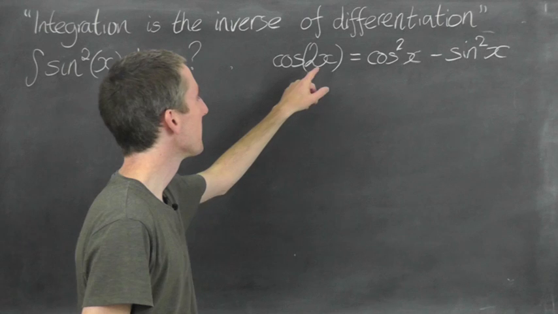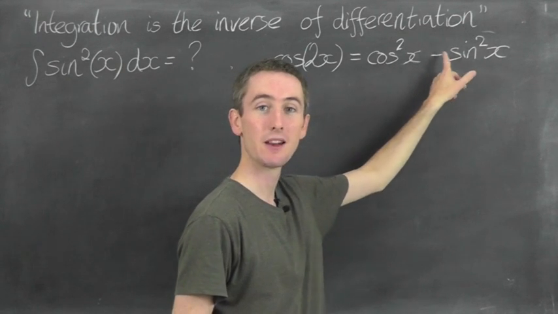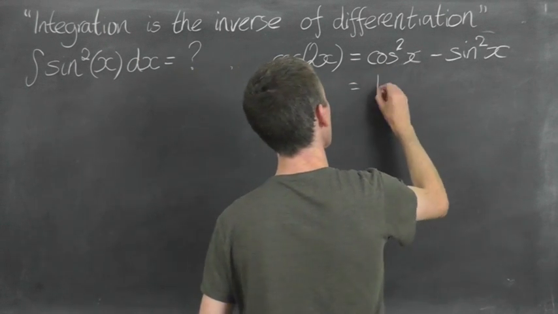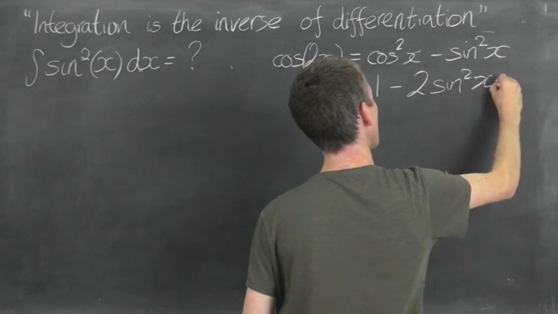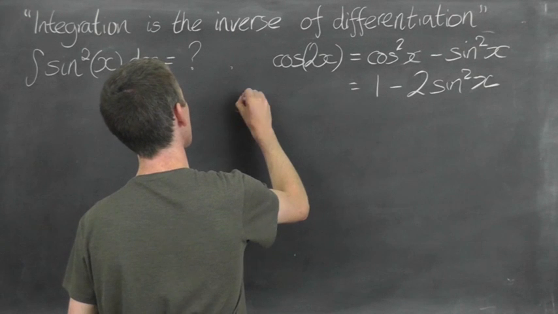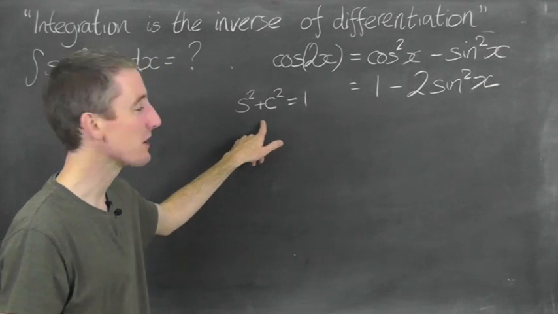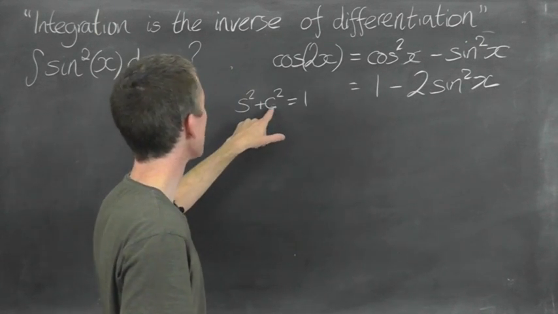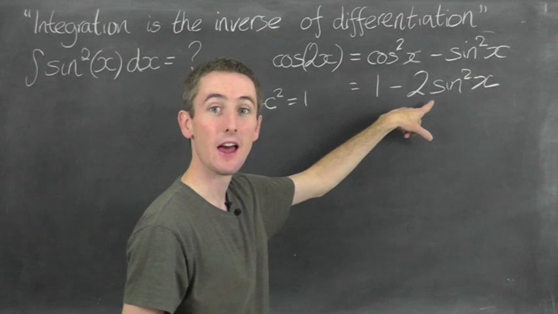You might not recall, but the double angle formula for cosine of 2x is cos squared x minus sine squared x. Another way to write that is 1 take 2 sine squared x. Well, how do I go from this line to this line? Here I'm using the fact that sine squared plus cos squared equals 1. Excuse my abbreviation. So I put that in here to get down to here. Or rather, I've written this as cos squared equals 1 minus sine squared and substituted in there.